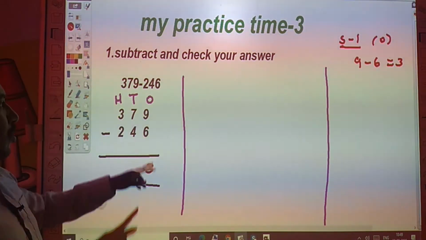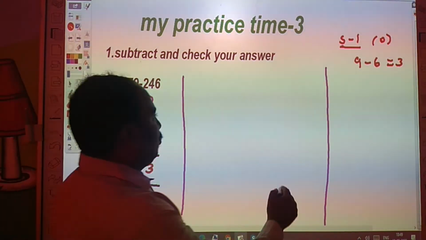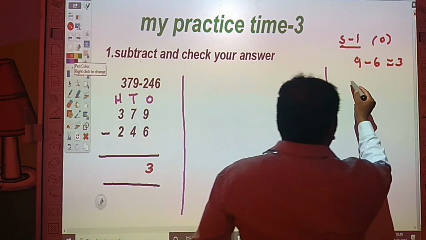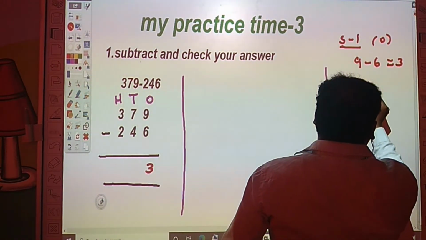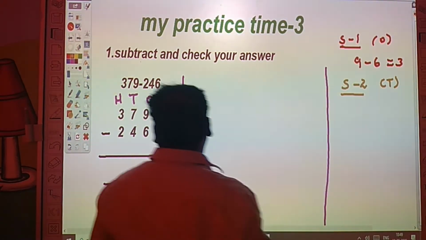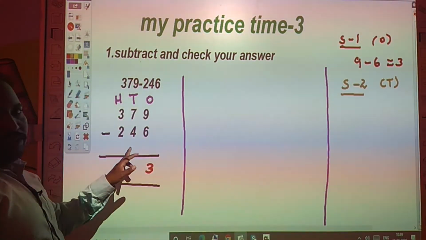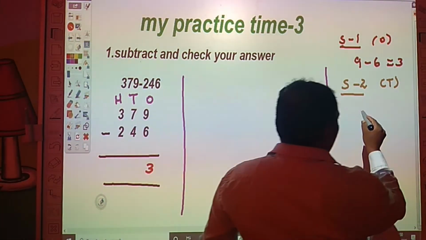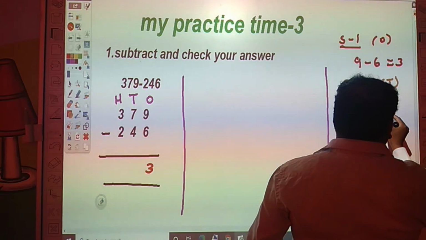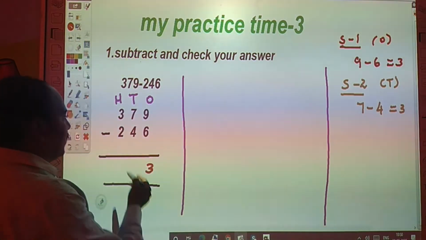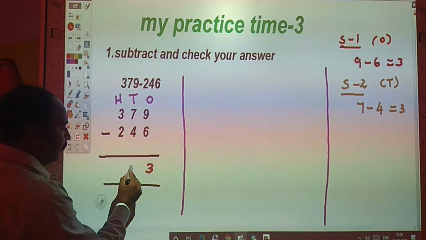Next we go to the tens place. Step 2, we subtract the tens place. 7 minus 4, or 7 tens minus 4 tens, is equal to 3 tens. 7 minus 4 is equal to 3.